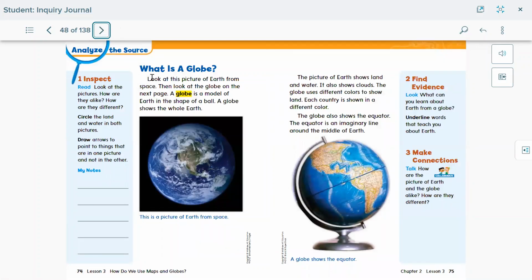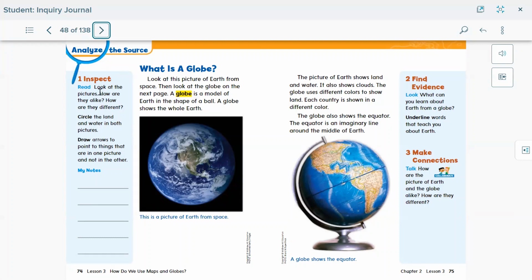Your book, page 74. What is a globe? Look at this picture of Earth from space. Then look at the globe on the next page. A globe is a model of Earth in the shape of a ball. A globe shows the whole Earth. So this is a picture of Earth from space. And over here, we can see the whole world.